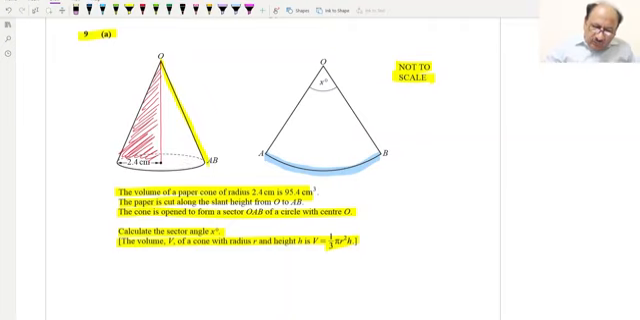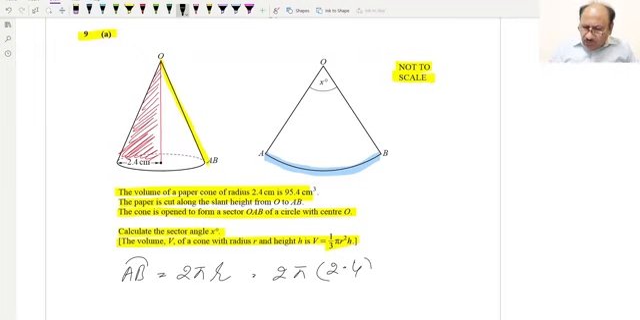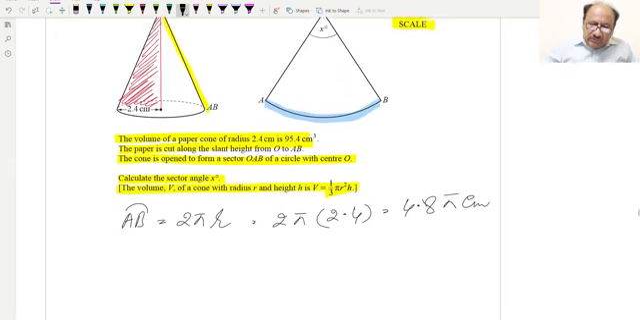So perimeter of circle with radius 2.4. So arc AB will be equal to 2πr, and this is equal to 2π into radius, which is 2.4, and this is equal to 4.8π. This will be in centimeters. We got the length of AB after calculating it.